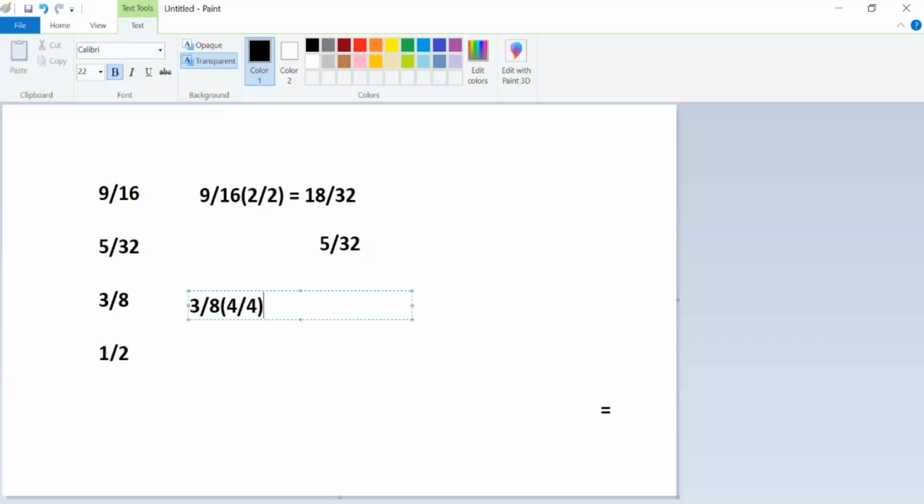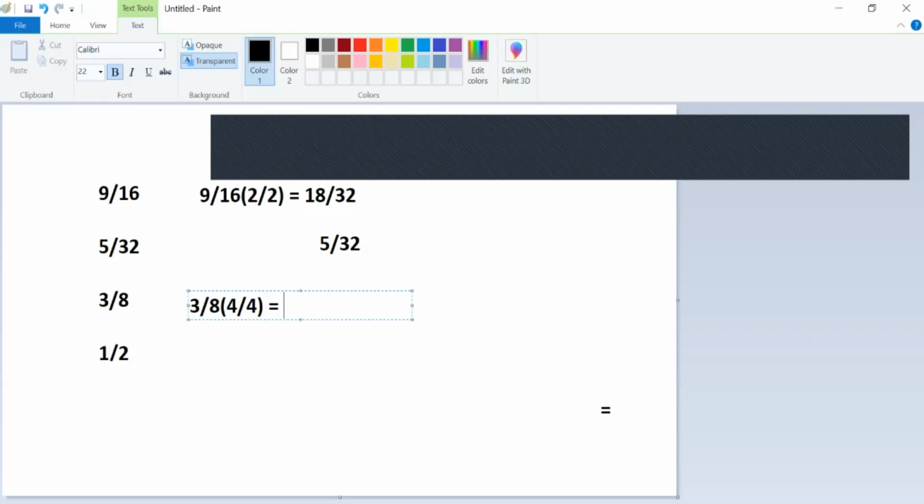So we're going to multiply it by 4/4, right? Again, it doesn't change the fraction, but it allows me to have a denominator of 32. So my top numerator is going to be what? It's going to be 12, right? And my denominator is going to be 32, right? See how I do that?